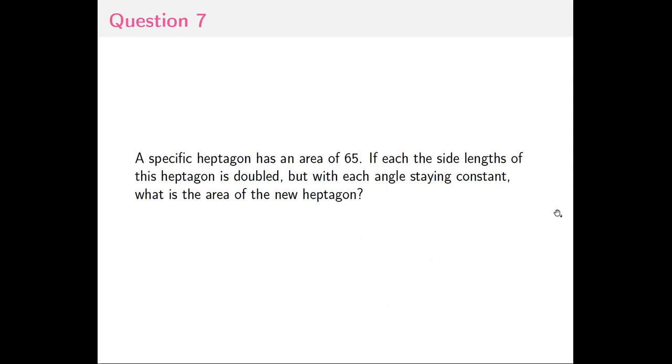Okay, next question. A specific heptagon has an area of 65. If each of the side lengths of this heptagon is doubled, but with each angle staying constant, what is the area of the new heptagon? Yes, Jesse? It is 260. That is correct. So Jesse advances with 2 questions correct. So congratulations.